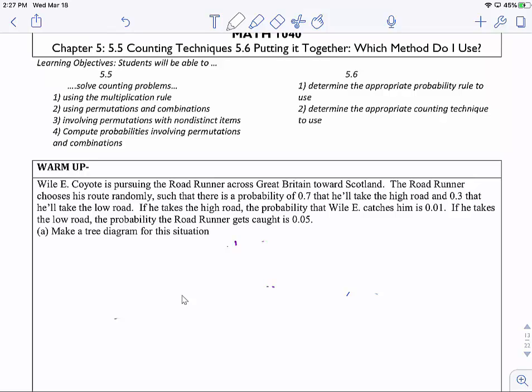If he takes the high road, the probability that Wile E. catches the Roadrunner is 0.01. If he takes the low road, the probability that the Roadrunner gets caught is 0.05, or 5%.